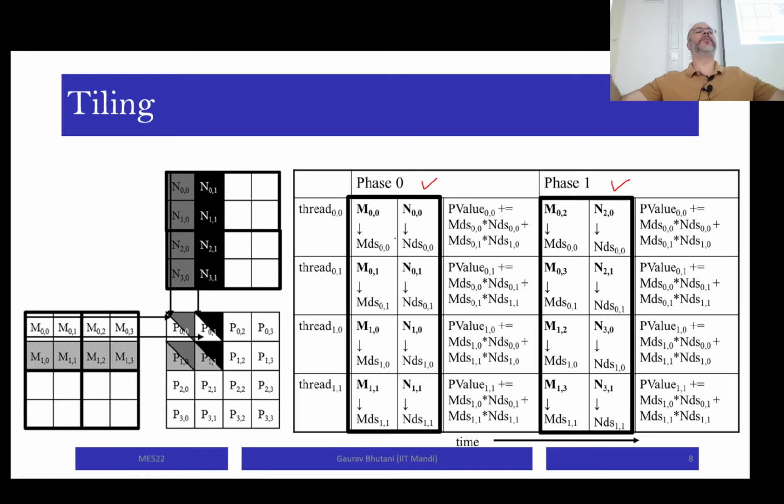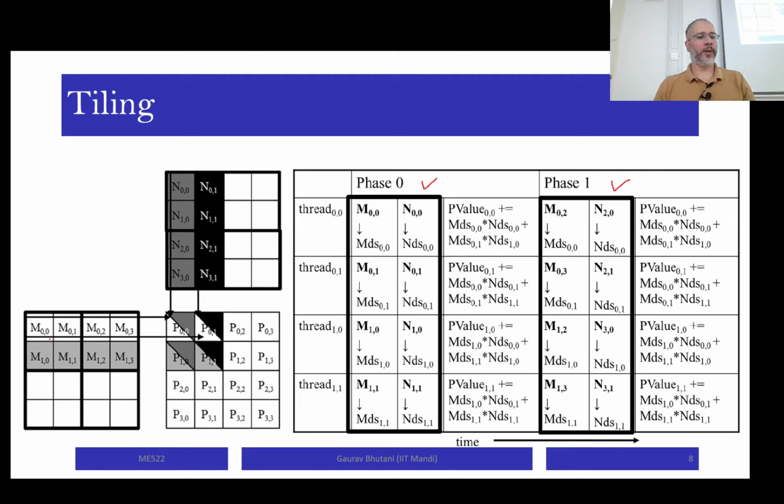So each thread has two jobs. One is to do the copying and the other is to do the computations that it is required to do. Now the direction of time is from left to right, by the way, in this diagram. All the things in the same column are happening at the same time. So each thread is copying two elements. Thread 00 copies M00 and N00, thread 01 copies M01 and N01, thread 10 copies M10 and N10, and thread 11 copies M11 and N11.